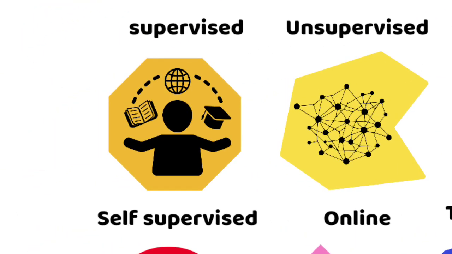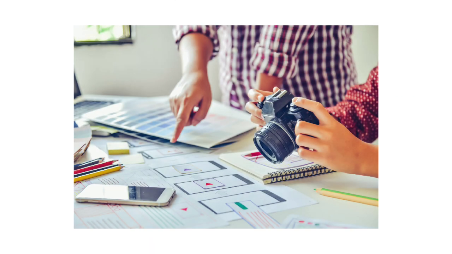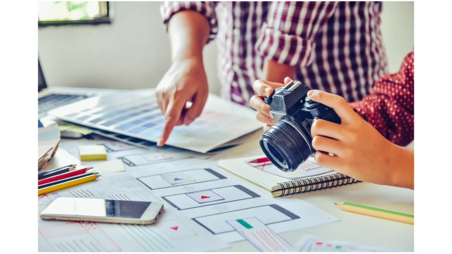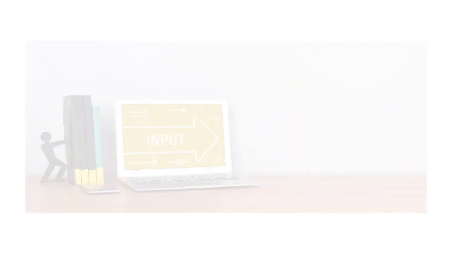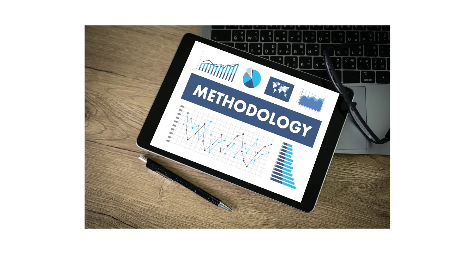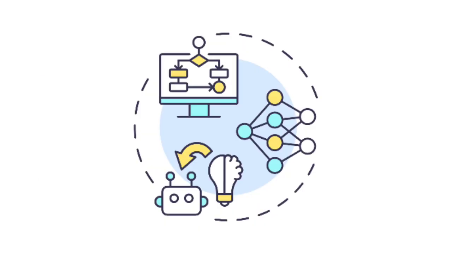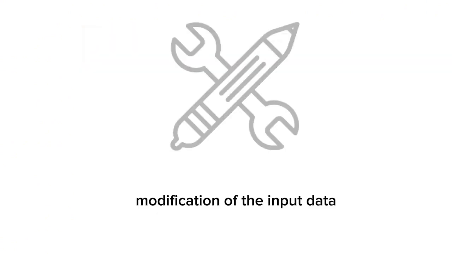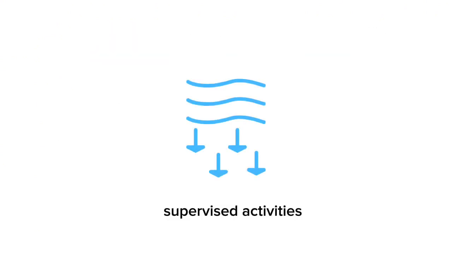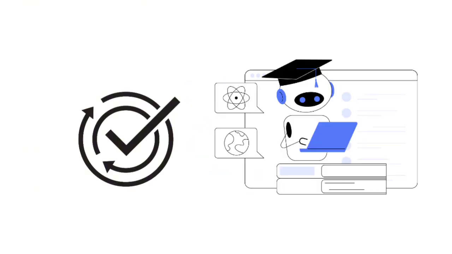Self-supervised learning. This sort of unsupervised learning involves the model creating labels on its own based on the input data. Pretext tasks are commonly employed in this methodology, wherein the model is trained to anticipate specific attributes or modifications of the input data. Enhancement of performance on downstream supervised activities can frequently result from pre-training on self-supervised tasks.